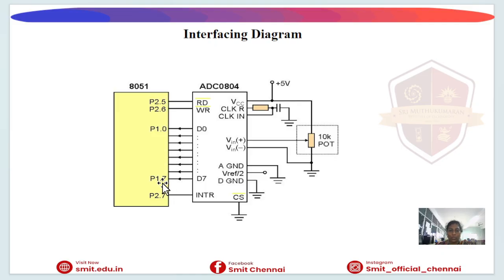So port 1, 0 to 7, we are connecting the 8051 with the ADC. Then CS, WR, RD and INTR are connected to the control pins. So first the sensor will send the signal to the ADC 0804, which is given to the microcontroller 8051, which displays it on the LCD.